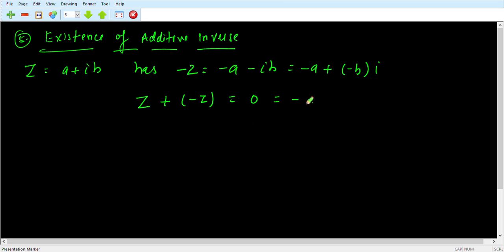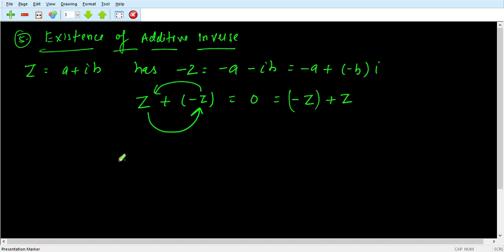Either way it is true. If you add minus z with z, or you add z with minus z, the answer will be 0 itself. So minus z is called the additive inverse of z, and z is called the additive inverse of minus z.